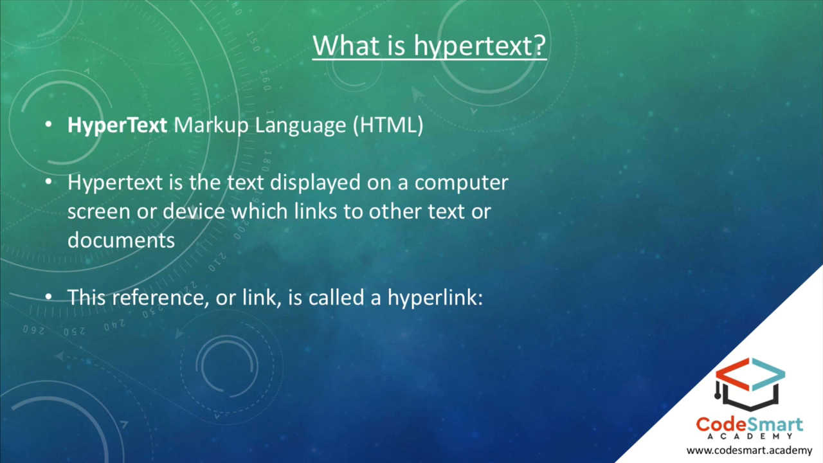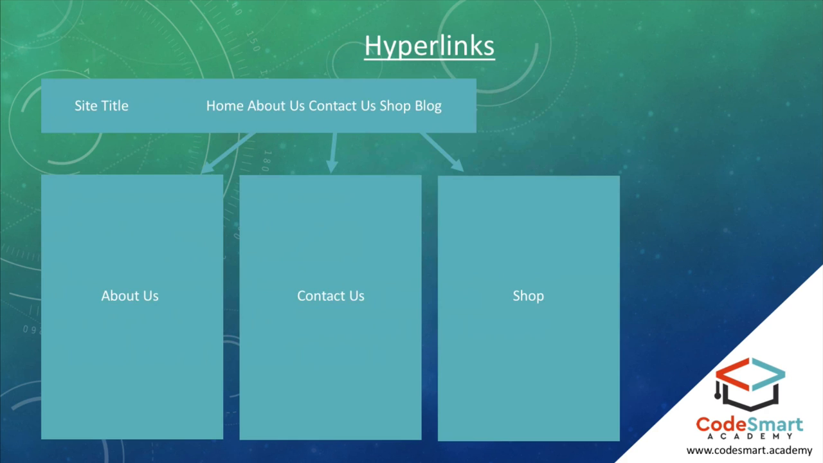Hypertext is another one of those words which makes up HTML. This is basically the text on the screen which adds references to other text or documents. Hypertext documents are linked by what we call hyperlinks. We see this in most web pages we visit every day. Often there is a top navigation with links or hyperlinks to other pages. These web pages are often separate documents too, like you see here.